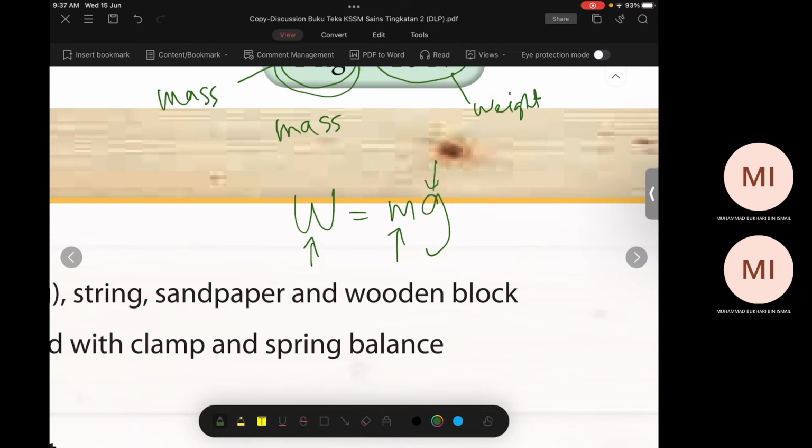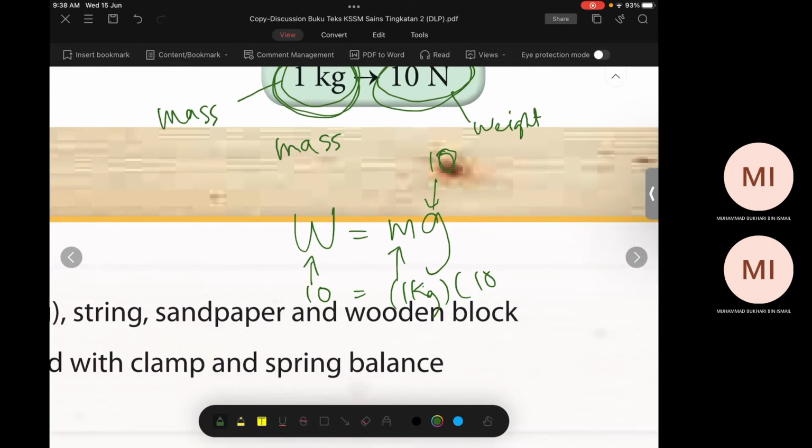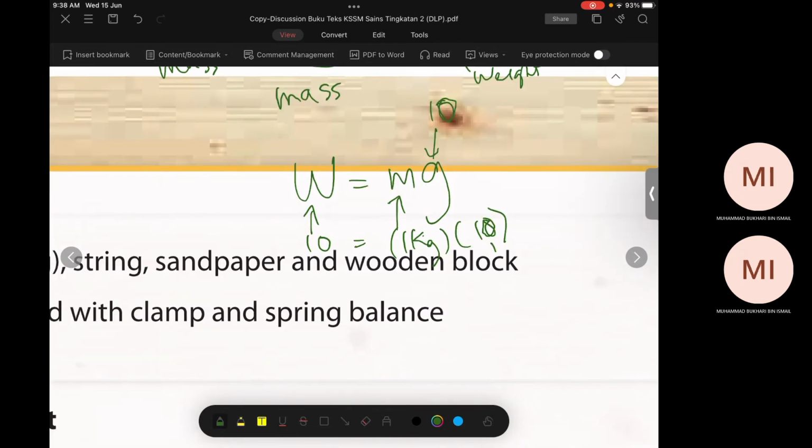G here is approximately 10. That's why when you have 1 kilogram multiplied by 10, you get 10. So 1 kilogram is 10 Newton. But let me tell you that this value 10 here is only an approximation. The actual value is 9.81. This is the actual value.